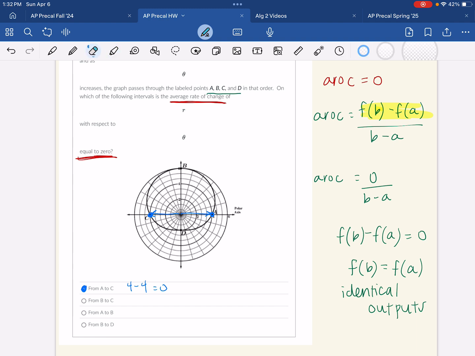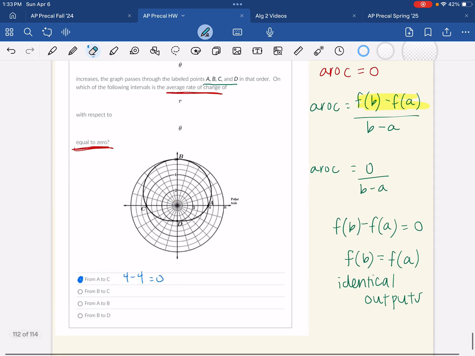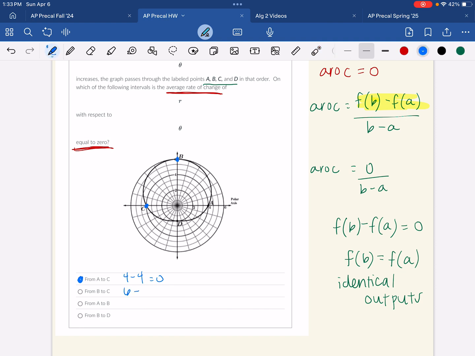And we know that the denominator of this expression would not be 0 because we are at different radian measures here. So let me erase this though and just show you what it would look like if it's not the right one. So B to C, we would be basically doing the output at the angle that gives me B. So that output, the radius length, or R length, was 6. At C, it's 4. So then we're going to get 2 divided by the change in the radian length.